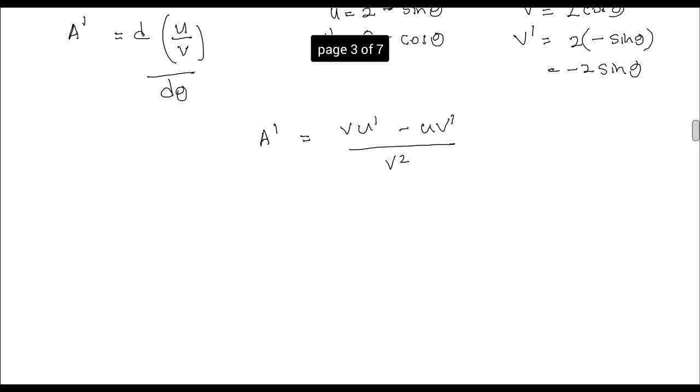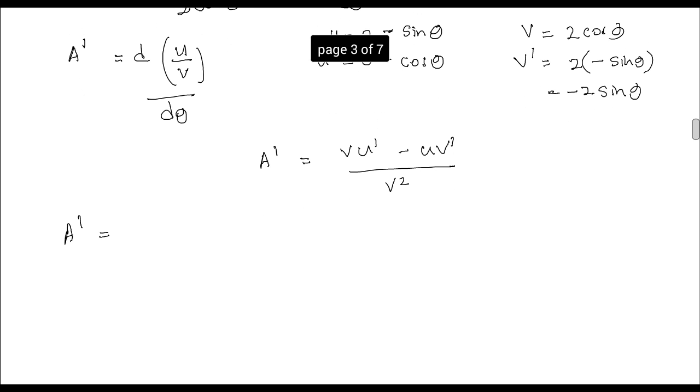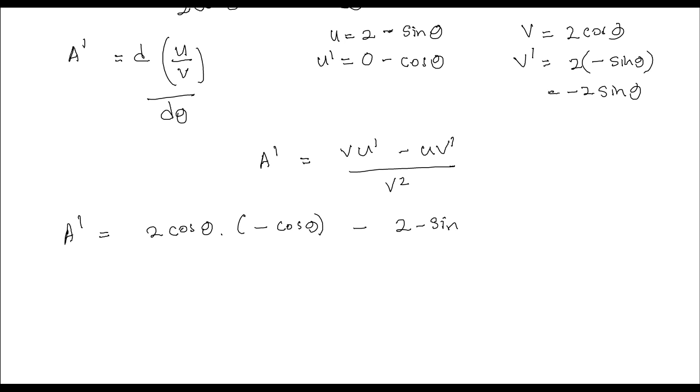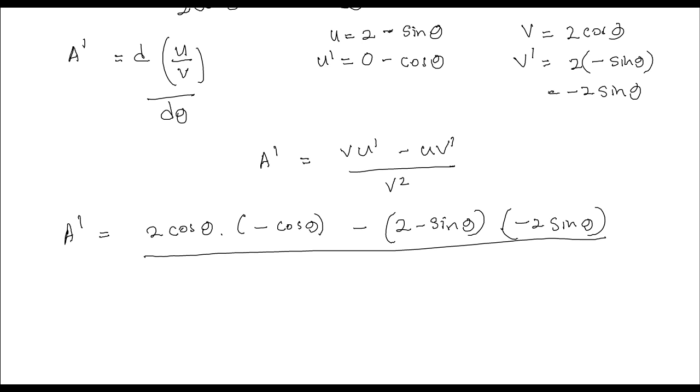Okay, let me rewrite it. A dash equals cos theta, u dash is minus cos theta, minus u is 2 minus sine theta times minus 2 sine theta over v squared, which gives me 4 cos squared theta.